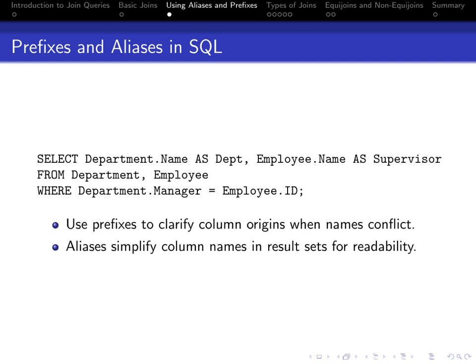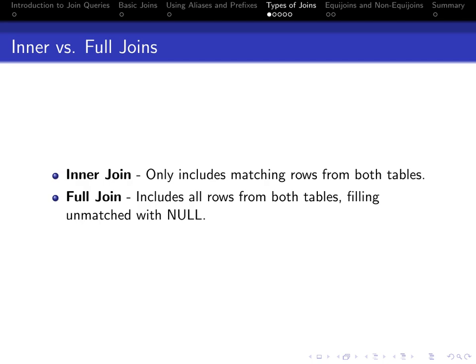Next, we discuss prefixes and aliases. These are used in SQL to distinguish between columns with the same name in different tables or to simplify column names in our result sets. Now, let's look at types of joins.